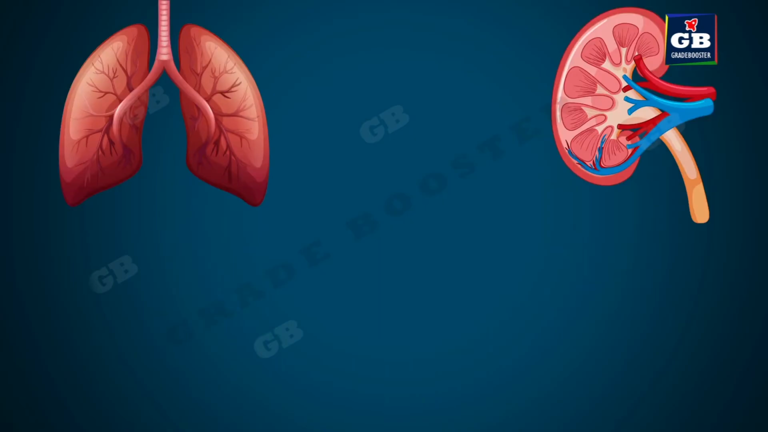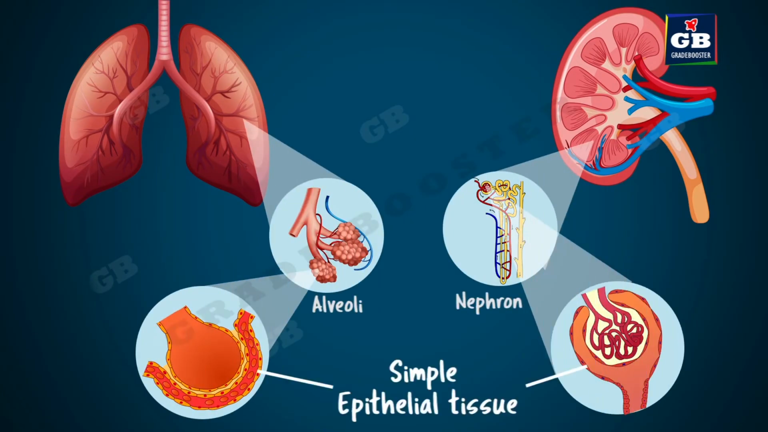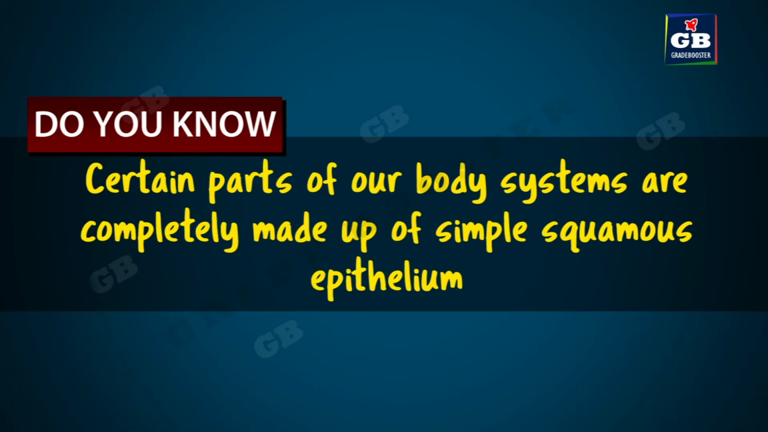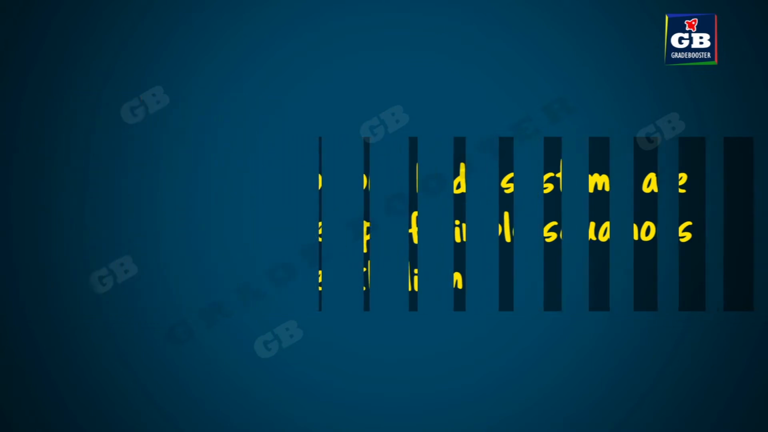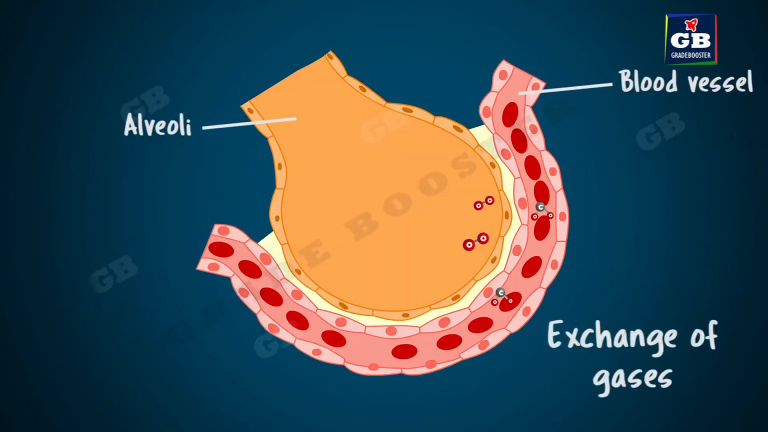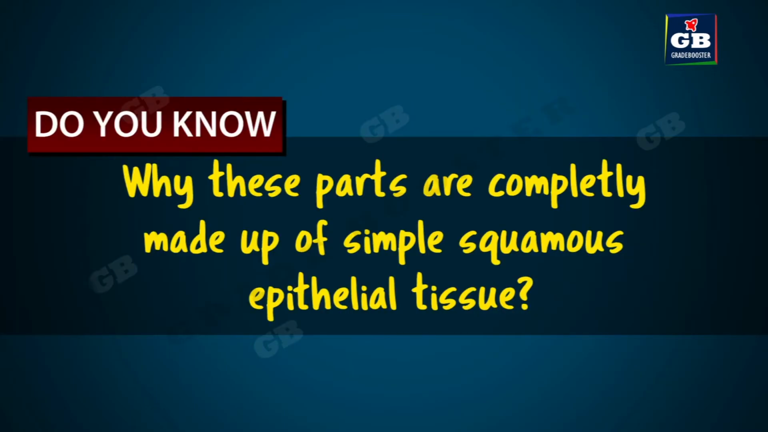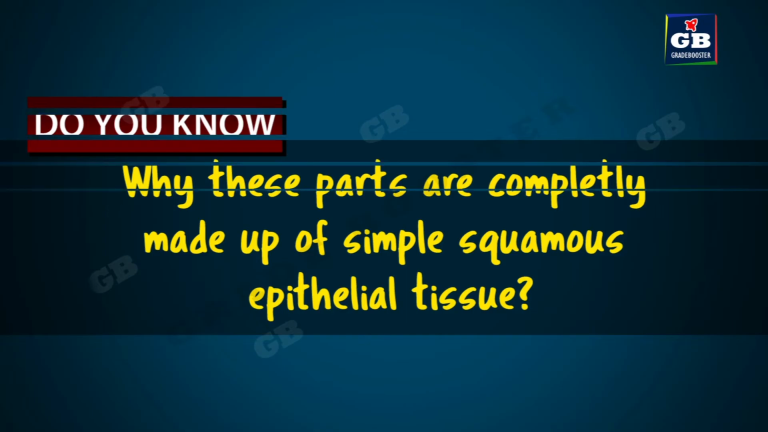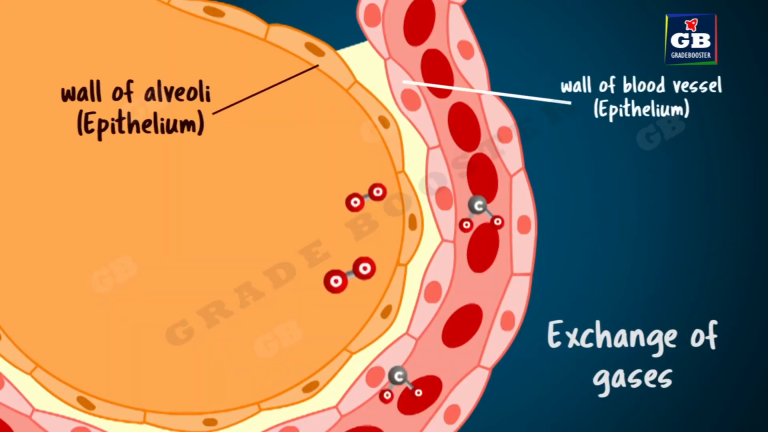The internal organs like stomach and kidneys are made up of muscles, but their cavities are lined internally by simple epithelial tissue. Do you know? Certain parts of our body systems are completely made up of simple squamous epithelium. The blood capillaries and the alveoli of lungs are made up of simple squamous epithelial tissue. Do you know why these parts are completely made up of simple squamous epithelial tissue? Because these parts play an important role in exchange of materials between the body's internal environment and external environment.